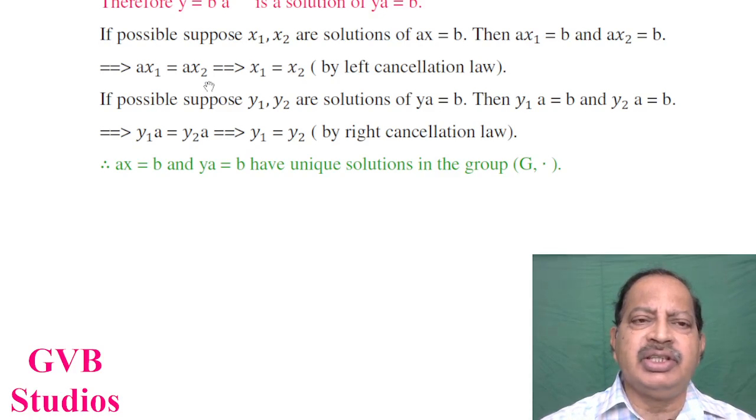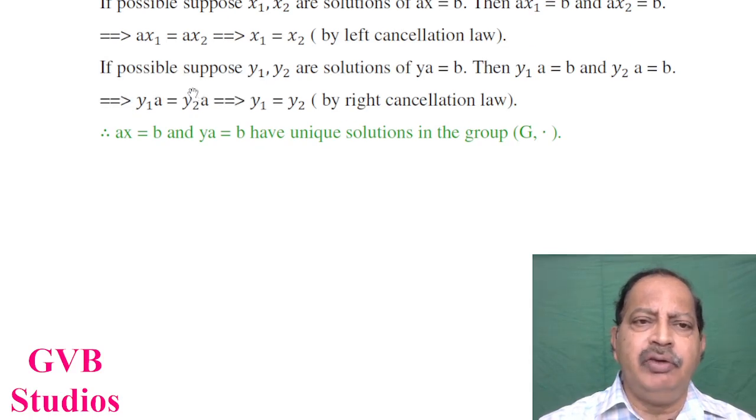We are discussing this in a group. In a group, cancellation laws hold good. On the left side, here it is a, here it is a, so we can cancel a. We get x1 is equal to x2 by the left cancellation law. Here we supposed there are two solutions x1 and x2 for the equation ax equal to b, and we have arrived that these two are equal, x1 equal to x2. So there is only one solution for the equation ax equal to b.